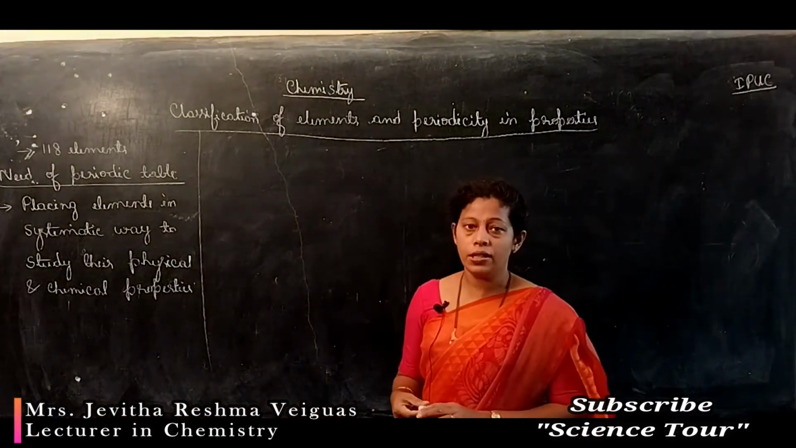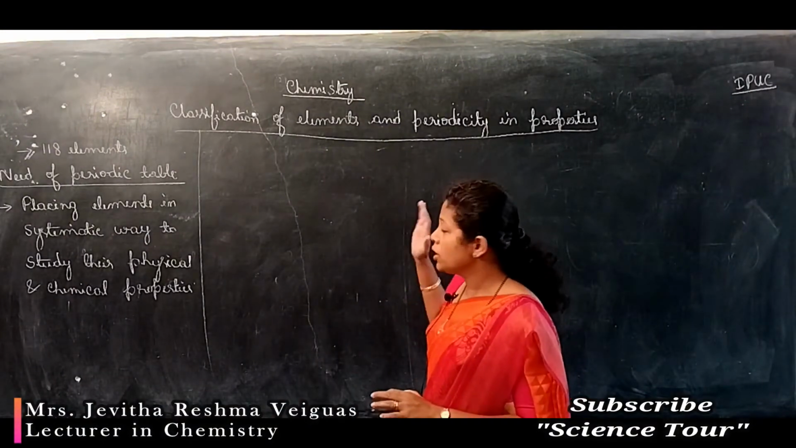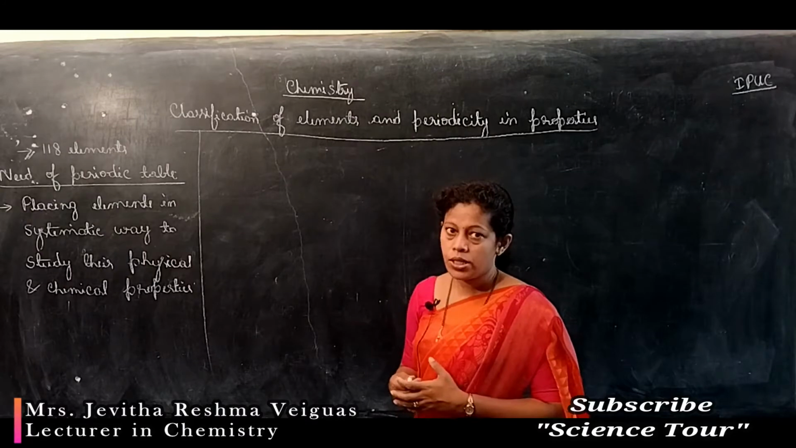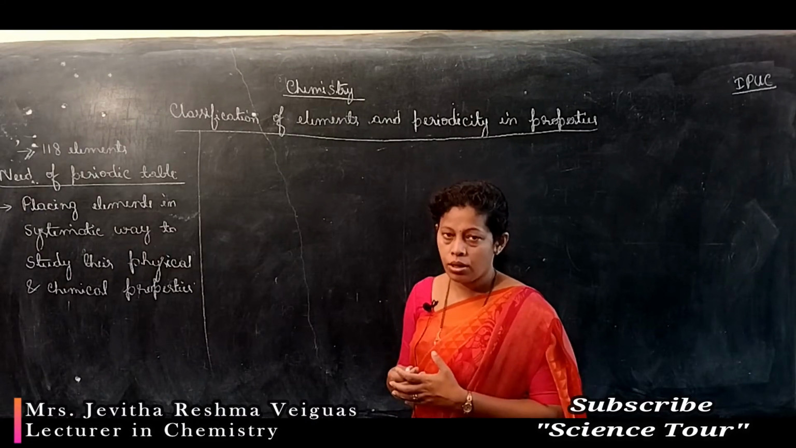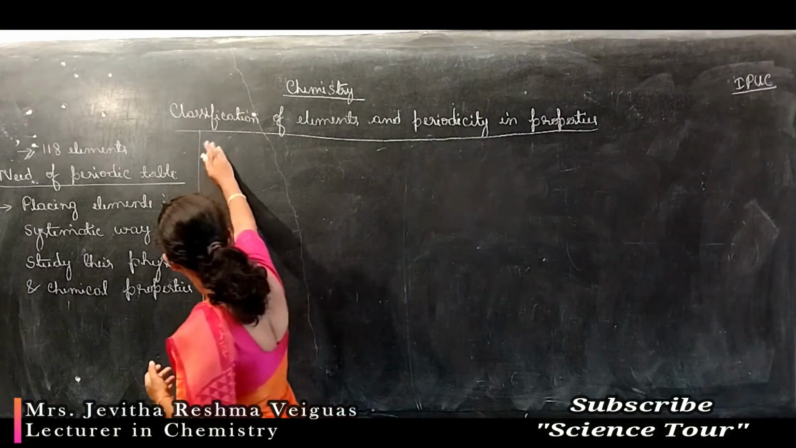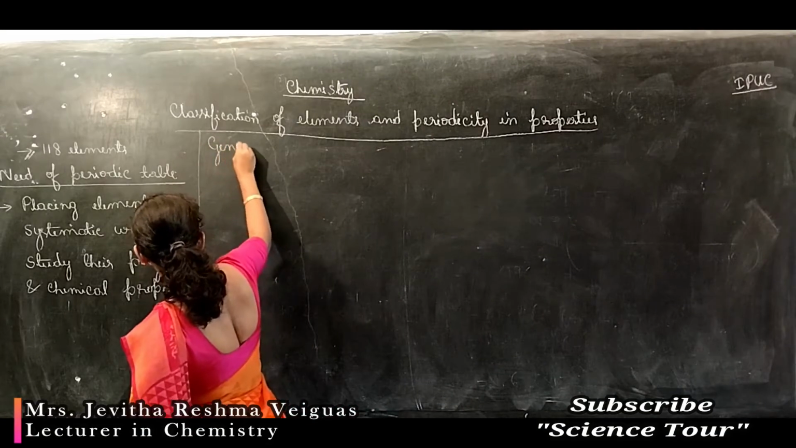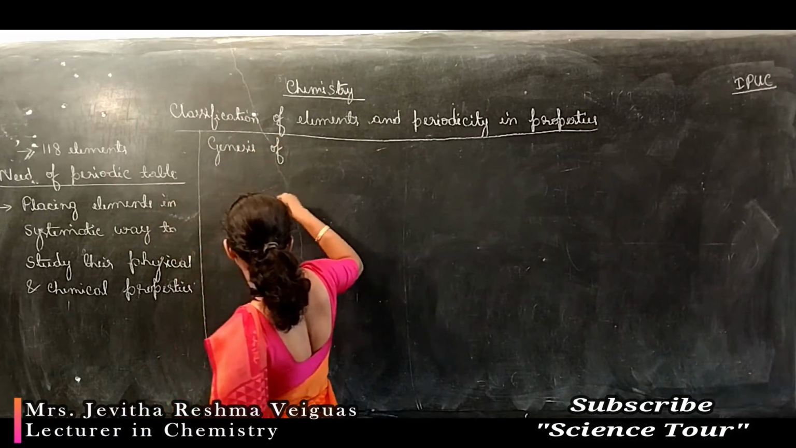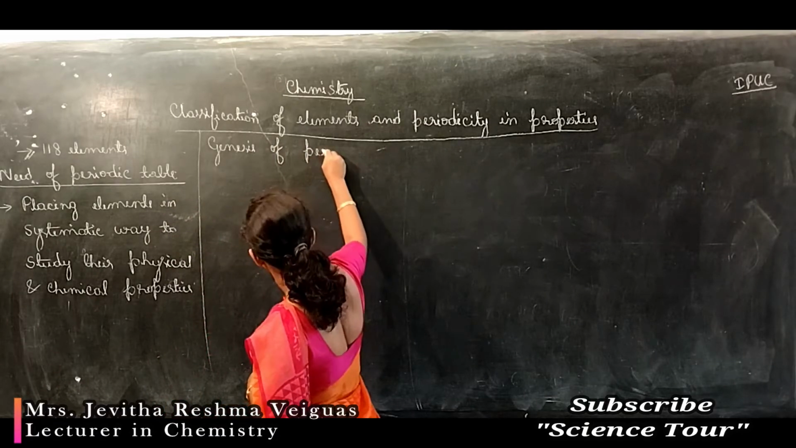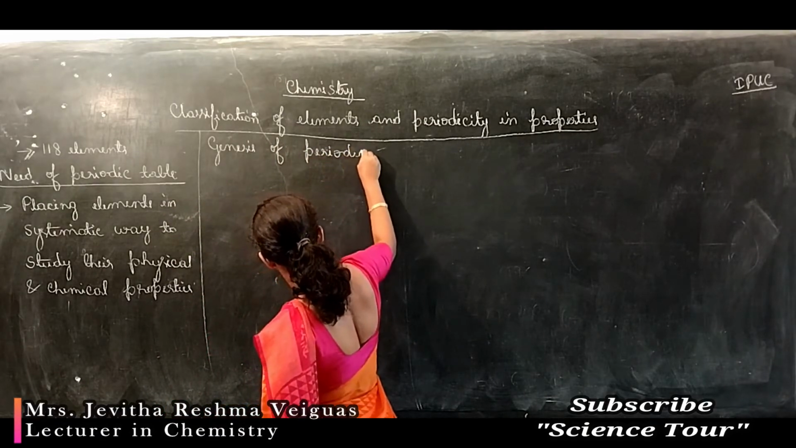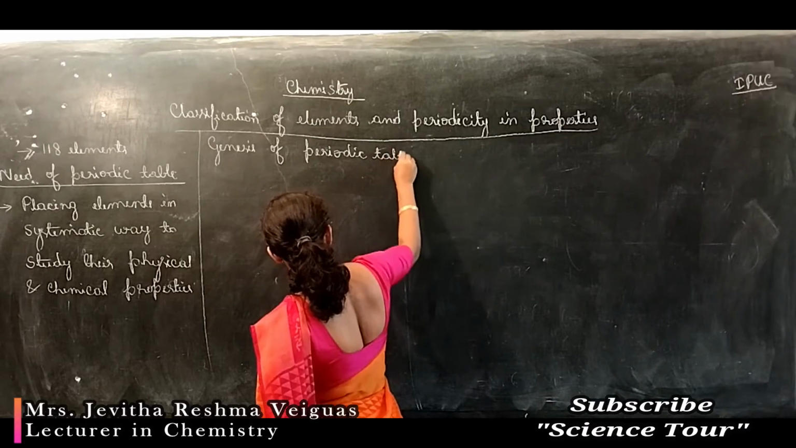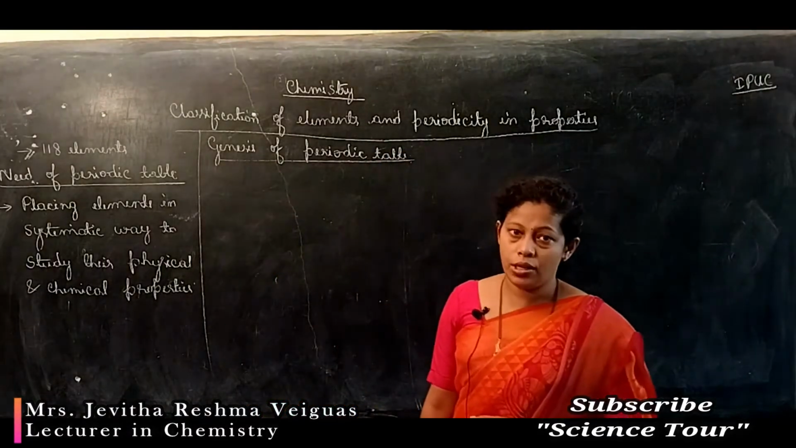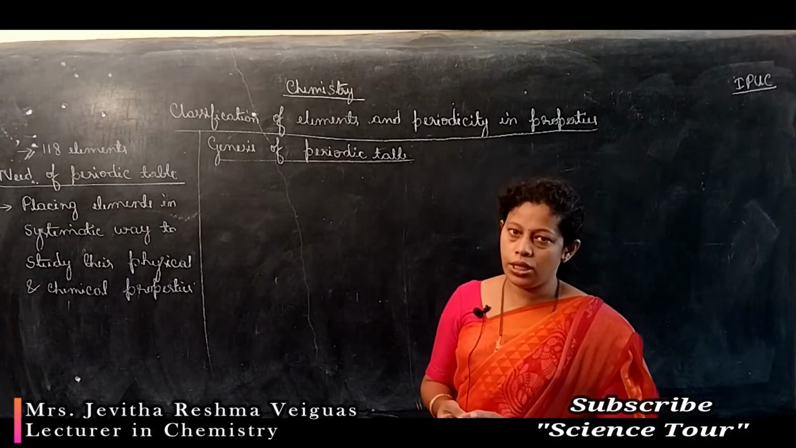Now, different scientists worked on the classification of elements, and they gave some periodic tables, showing how the periodic table was formulated. So let's now study the genesis of the periodic table. Here we are going to study the work of different scientists to formulate the periodic table.